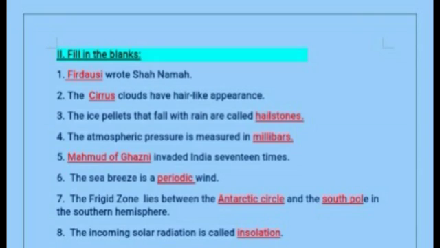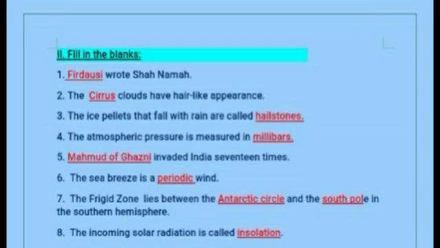Fifth one, dash invaded India 17 times. It is Muhammad of Ghazni. Next, the sea breeze is a dash wind. Yes, it is a periodic wind. Seventh one, the frigid zone lies between the dash and the dash in the southern hemisphere. Yes, between the Antarctic Circle and the South Pole. Okay. Eighth one, the incoming solar radiation is called dash. It is called insolation.